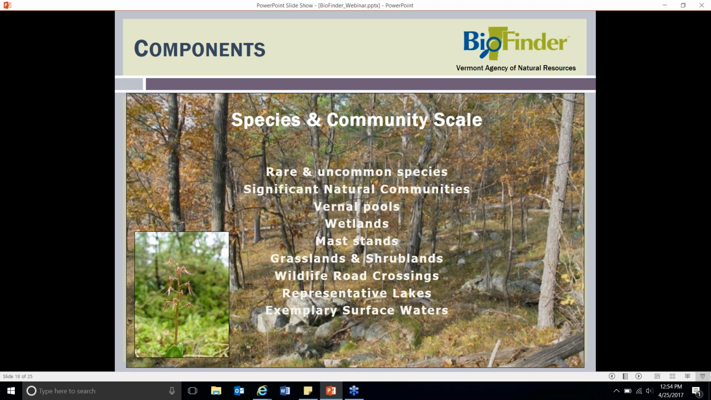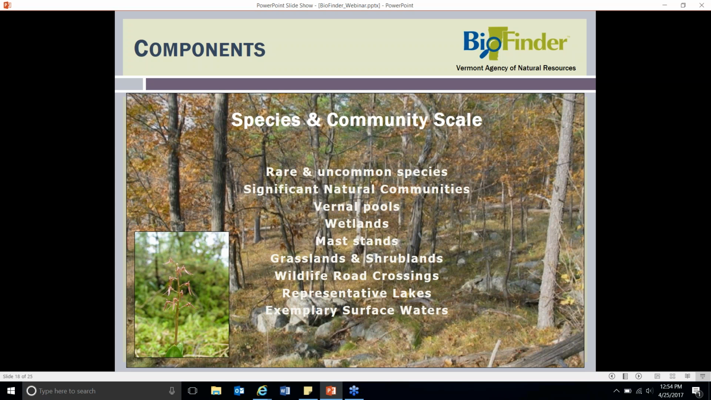Representative lakes are 100 lakes that have been chosen within the state that represent the different types of lakes within the state, and they're the samples that are in the best quality or condition of each of the lake types that we have in the state. Exemplary surface waters are waters known to be rich in biodiversity. They tend to be good trout streams, for example. So everything on this list, these are things that are much more sensitive, and so we would want to look at them in a different way than those grand landscape features.